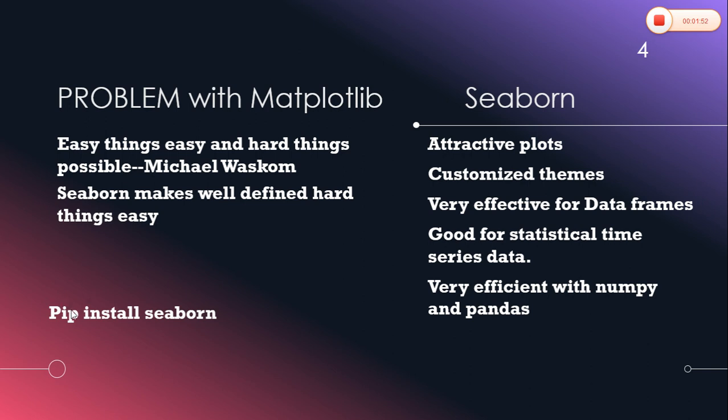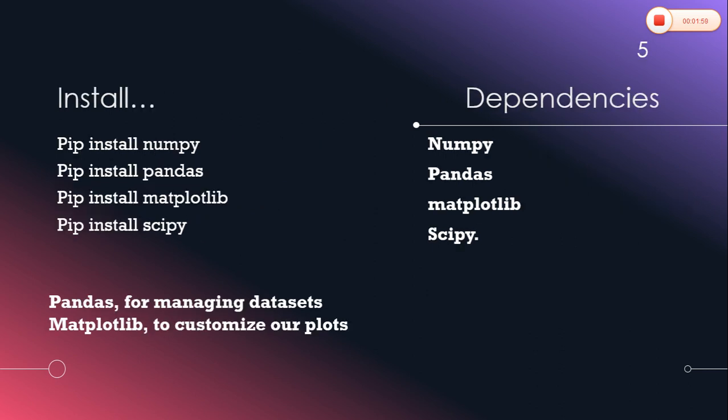The installation for Seaborn uses a pip command, that is, pip install seaborn. The dependencies used along with the Seaborn library are NumPy, Pandas, Matplotlib, and SciPy. We install these libraries with pip install numpy, pandas, matplotlib, and scipy. These are the dependencies helpful for the Seaborn library. Pandas is used for managing the datasets or data frames, and Matplotlib is used to customize our plots.